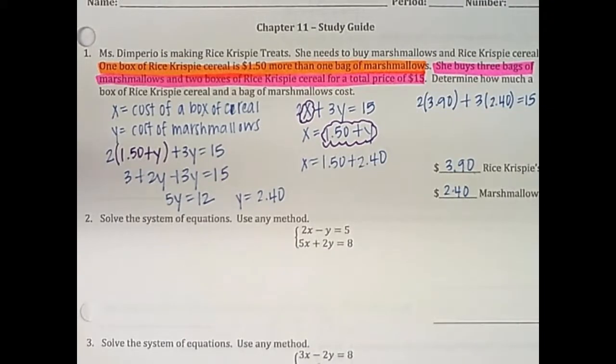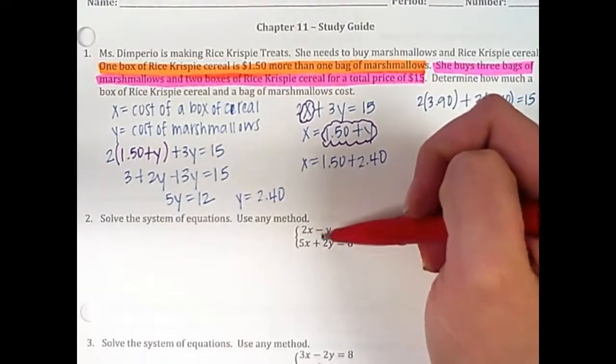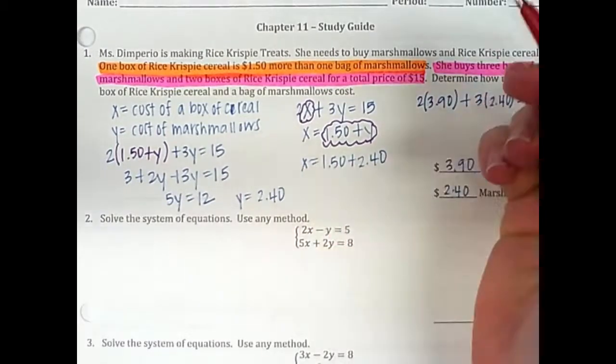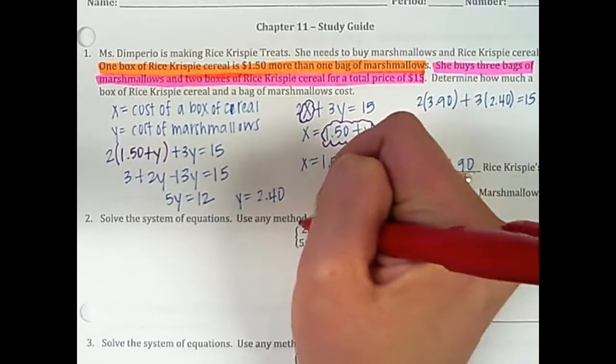It says 2x minus y equals 5 and 5x plus 2y equals 8. Use any method to solve. So I would use elimination here. To use elimination, for this one, I would get rid of my y's. The reason is that I have a -1 and a 2 as my coefficients in front of the y's. So that -1 makes it easier.